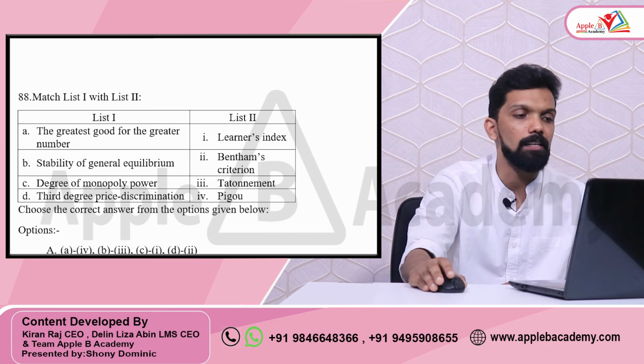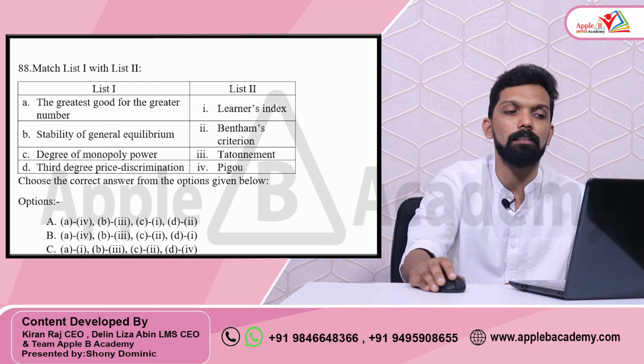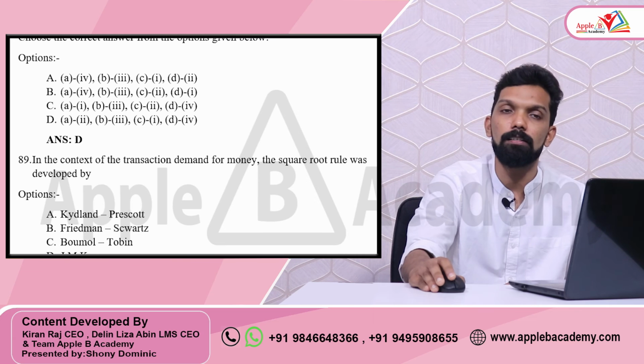Question number 88. Match the following. List 1: the greatest good for the greater number, stability of general equilibrium, degree of monopoly power, third degree price discrimination. List 2: Lerner's index, Bentham's criteria, Walras, Pigou. So the right answer for this question is option D, A2, B3, C1 and D4.